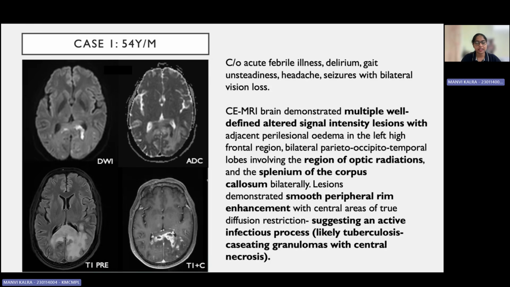The lesions demonstrated smooth peripheral rim enhancement with central areas of diffusion restriction. Mass effects were noted in the form of effacement of the adjacent sulcal spaces and compression of the posterior horns of bilateral lateral ventricles. In view of the above findings, possibility of tuberculosis, likely caseating granulomas with central necrosis, was raised. Chest and abdomen screening was performed for TB, which was negative. Later, a biopsy was performed from these lesions, and on aerobic culture, it came back positive for Burkholderia pseudomallei.